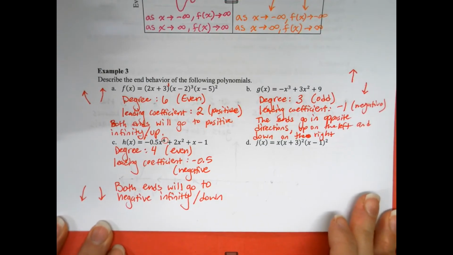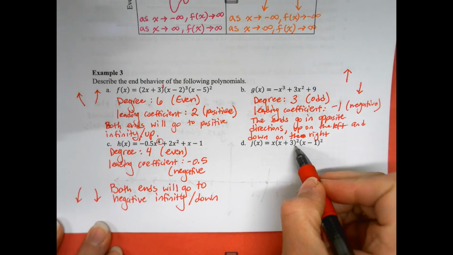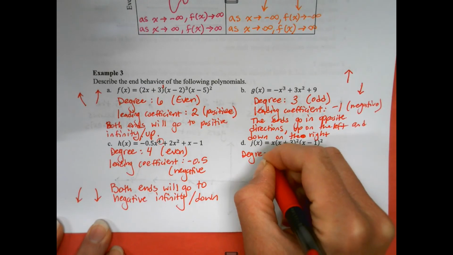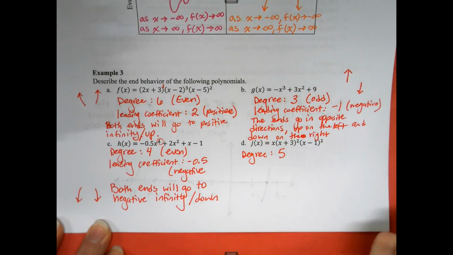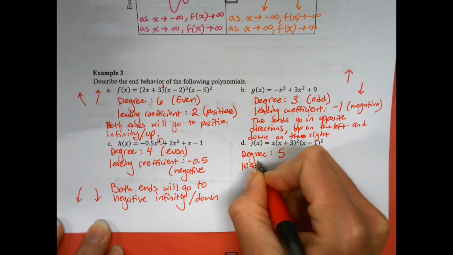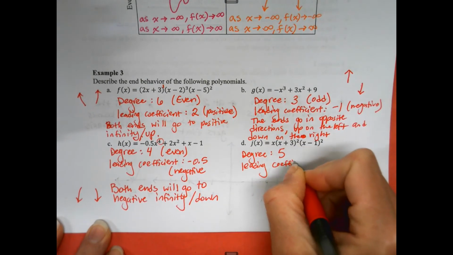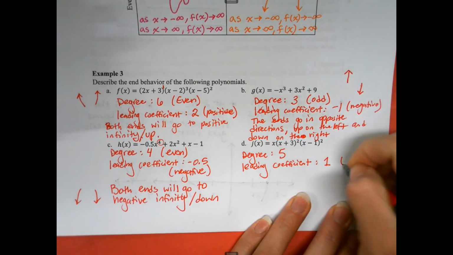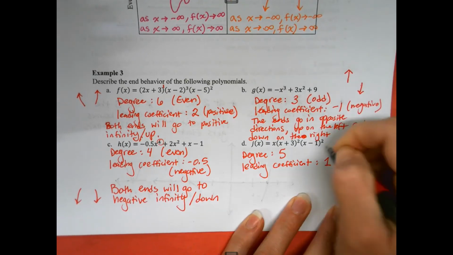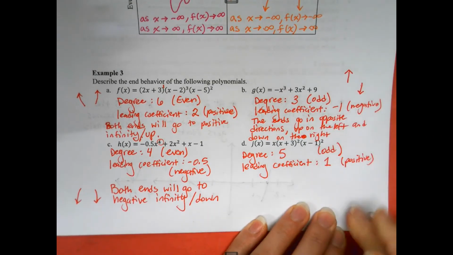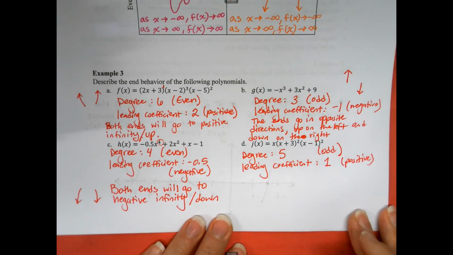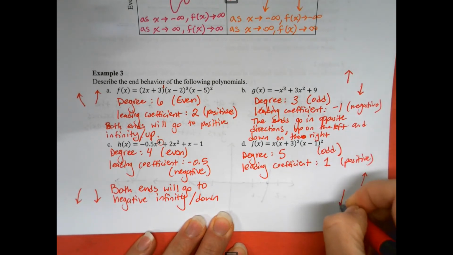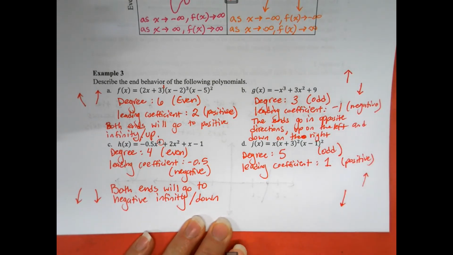And then the last one, our multiplicities 2, 2, and 1. So our degree is 5, and this leading coefficient is positive 1. So it is positive and odd. Therefore, the ends are going to go in opposite directions, but it'll go up on the right. So up on the right and down on the left, and something's going to happen in between there.